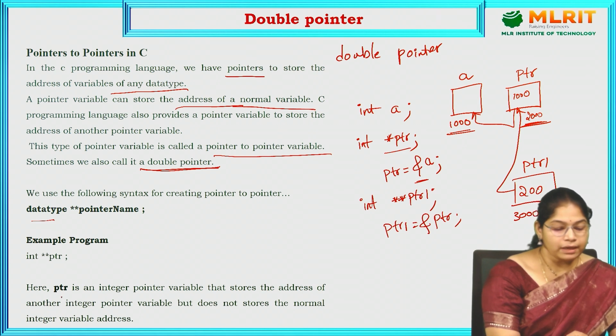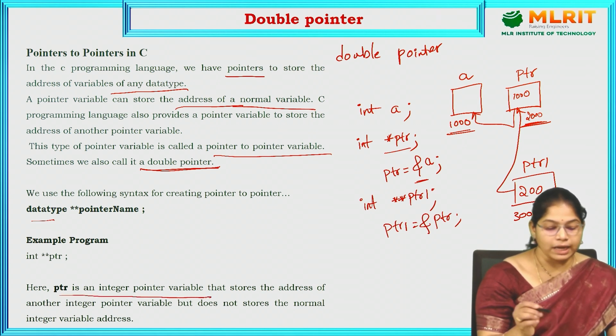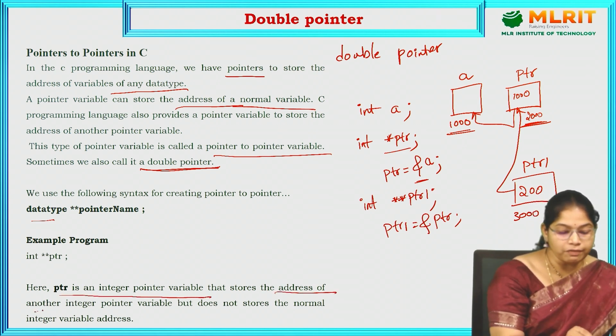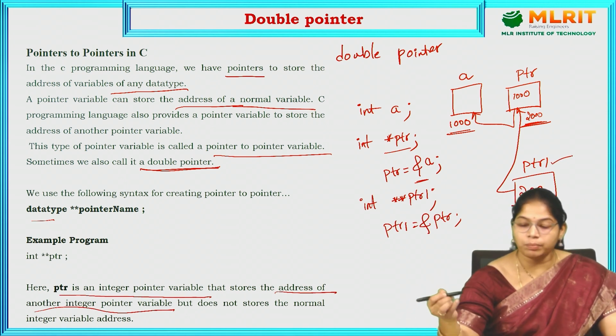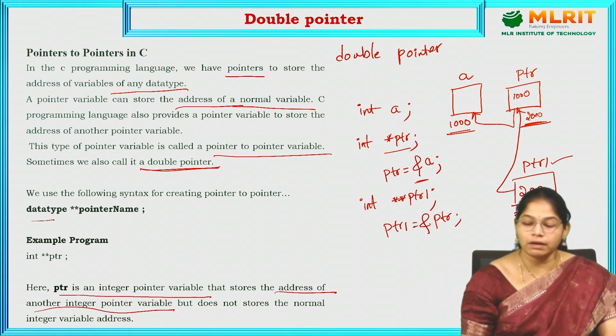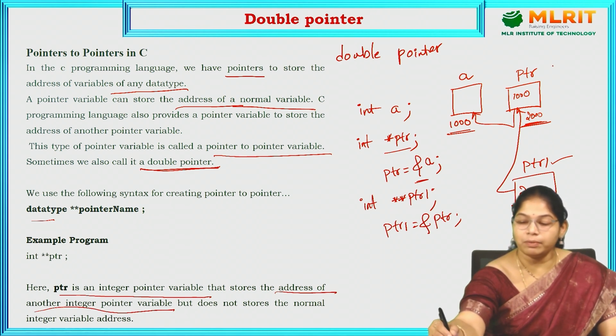Here PTR is an integer pointer variable that stores the address of another variable. Here PTR1 is a pointer to pointer, or a double pointer as we consider it. This can store the address of another pointer. Here PTR is the pointer, and it is storing that address.